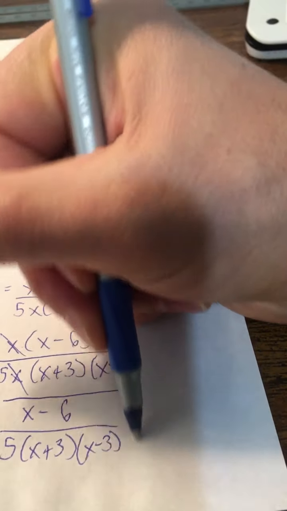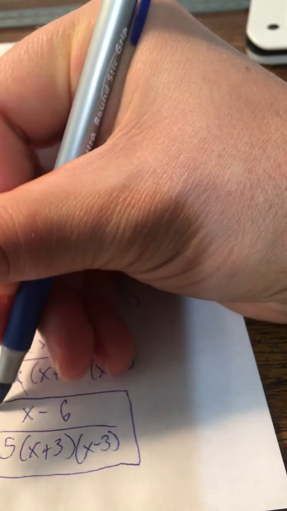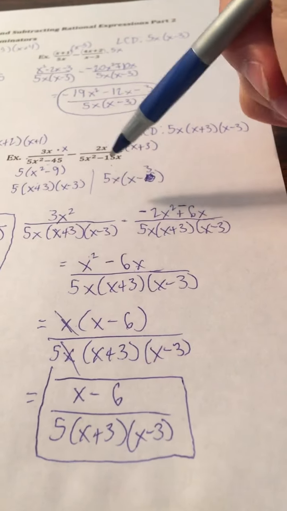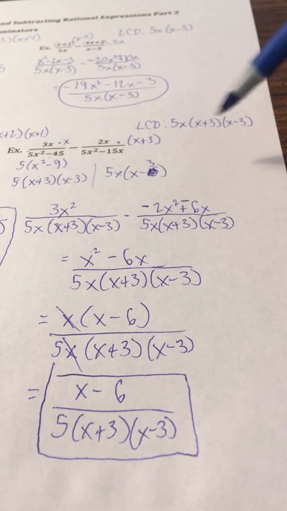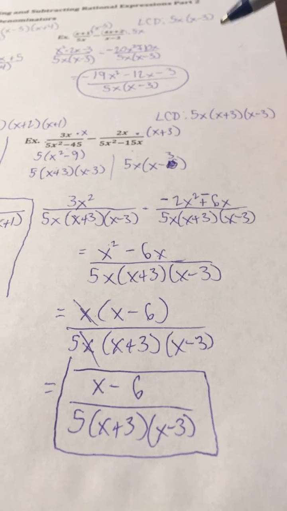Okay, so finding a common denominator, remember to factor the bottom first if you can. List each individual factor that shows up in your common denominator. Multiply the fractions by whatever is missing.